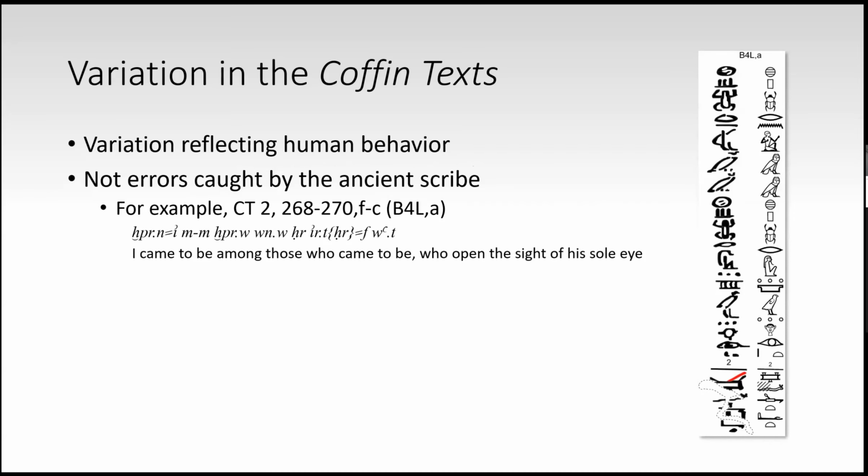And as stated as well, I'm also not really working with errors that were simply caught by the scribe themselves. For example, here is a case for B4L. So there are two versions of the same spell in this coffin, and this is A, not B. As you can see in my own drawing of the text, because it's rather difficult to get all the permissions, it's easier simply to hand copy the images in this regard.